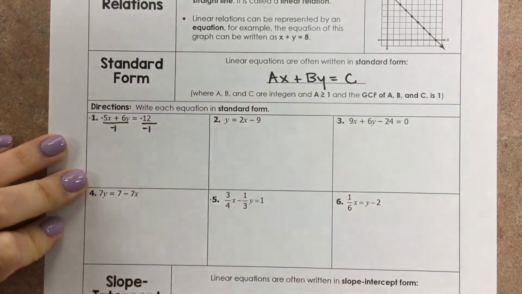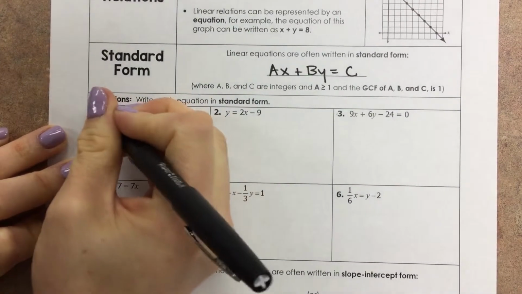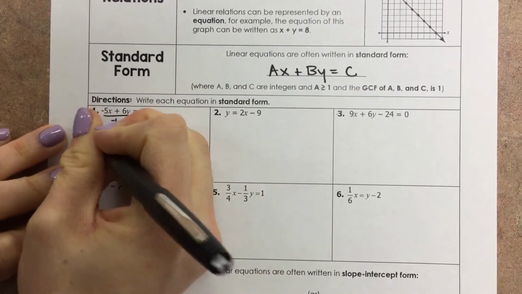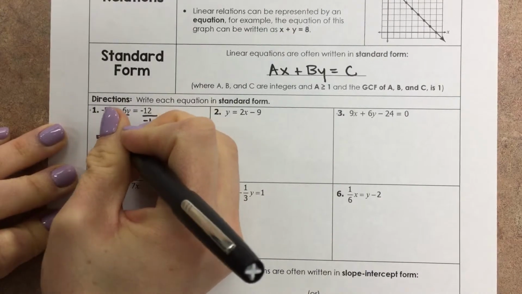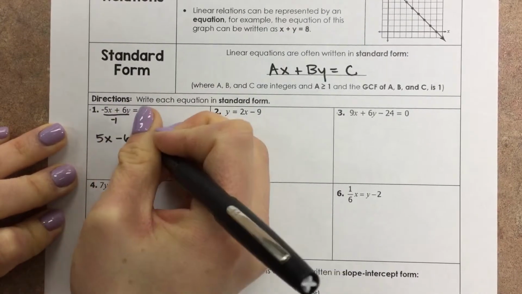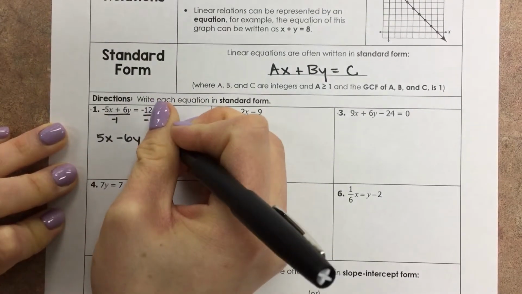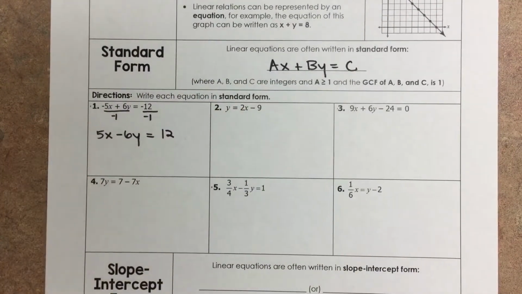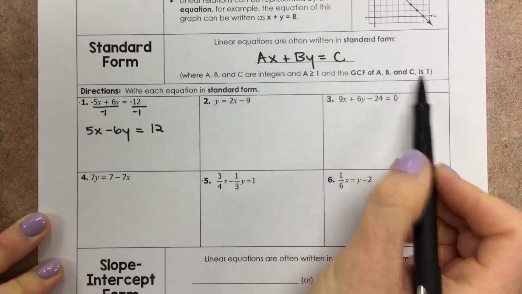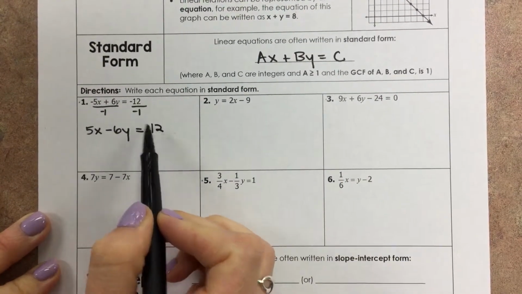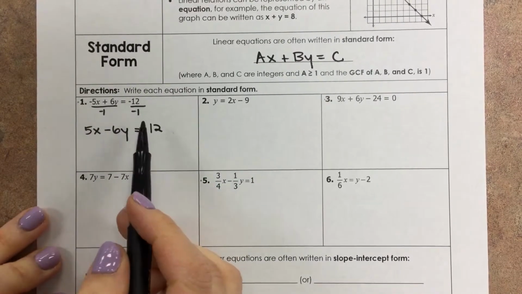So I'm going to do that on both sides of the equation. Divide both the terms on the left and both the terms on the right. So when I take -5 and divide it by -1, I just get 5 times x. And then 6 divided by -1 is -6 times y equals, and then we had to do it on the right-hand side as well. So -12 divided by -1 is +12. So now we fixed that. They're still integers, they're still in the right order. The GCF is 1, so 5, 6, and 12, there's nothing that all three of those numbers have in common. So this is standard form.